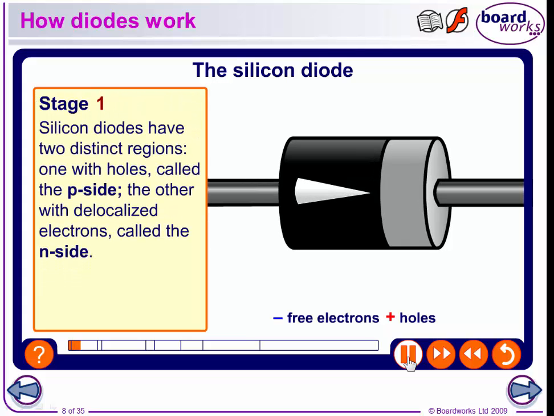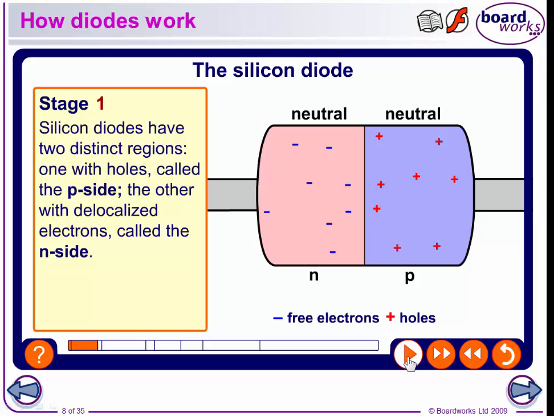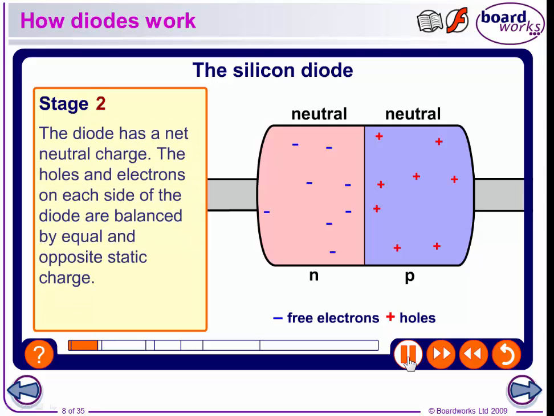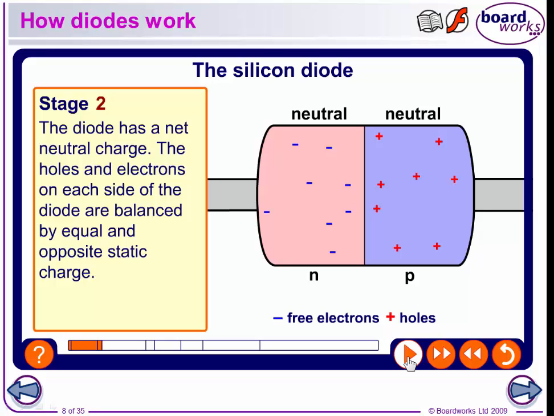So let's look at stage 1. The silicon diodes have two distinct regions, one with holes, called the P side, positive, and one with delocalized electrons, called the N side, which is negative. Overall, of course, they're neutral. The diode has a net neutral charge. The holes and the electrons on each side of the diode are balanced by an equal and opposite static charge.